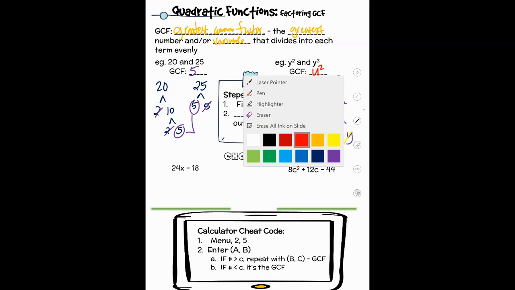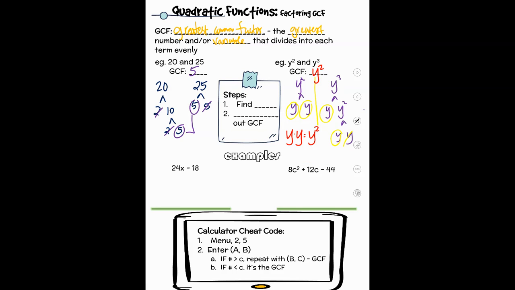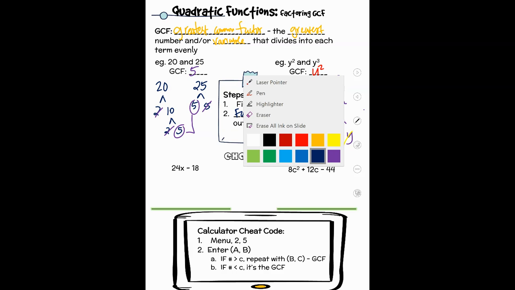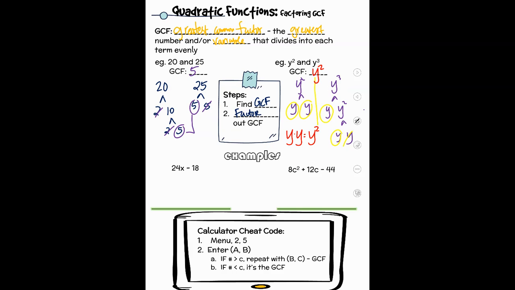So when we're asked to factor out the greatest common factor, our steps here in the middle are: find your GCF, just like we did, and then factor out the GCF. So it's not just about highlighting what the GCF is. We actually have to factor it out of our problem. So let's look at 24x minus 18. Each term does not include a variable, so a variable is not going to be part of our greatest common factor. So we're just going to be looking at these numbers.